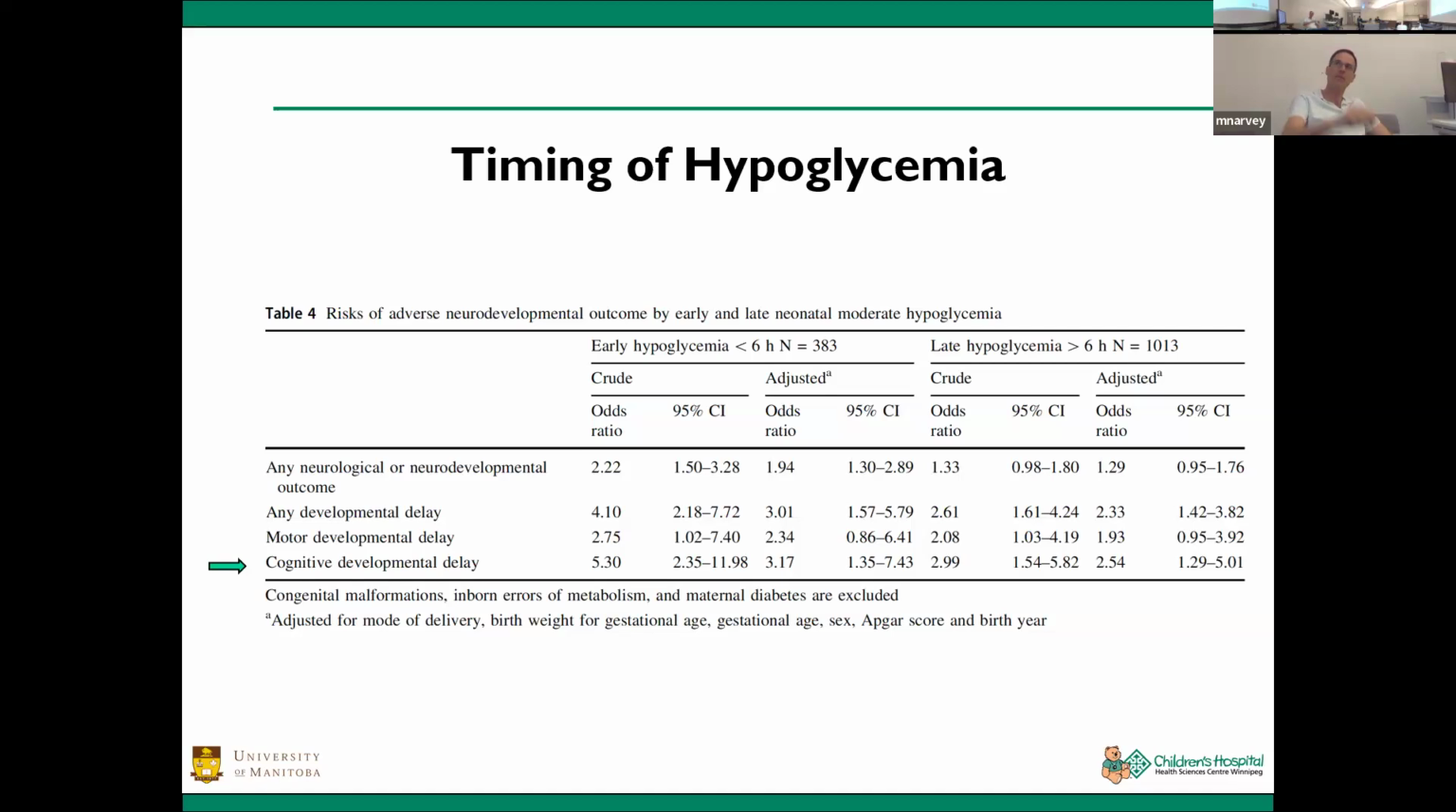Motor delay, once you adjust, is not significant in either early or late, but any developmental delay is significant. So clearly, going back to what I said originally, how do we define hypoglycemia? You can pick a number, but I think the real answer is looking at a whole bunch of things. What I take out of this at this point is that under 2.2 recurrently is bad, because that gives you a 3-fold risk for adverse developmental outcome. Trying to keep the sugar above 2.6 at least for the first few days makes sense to me.